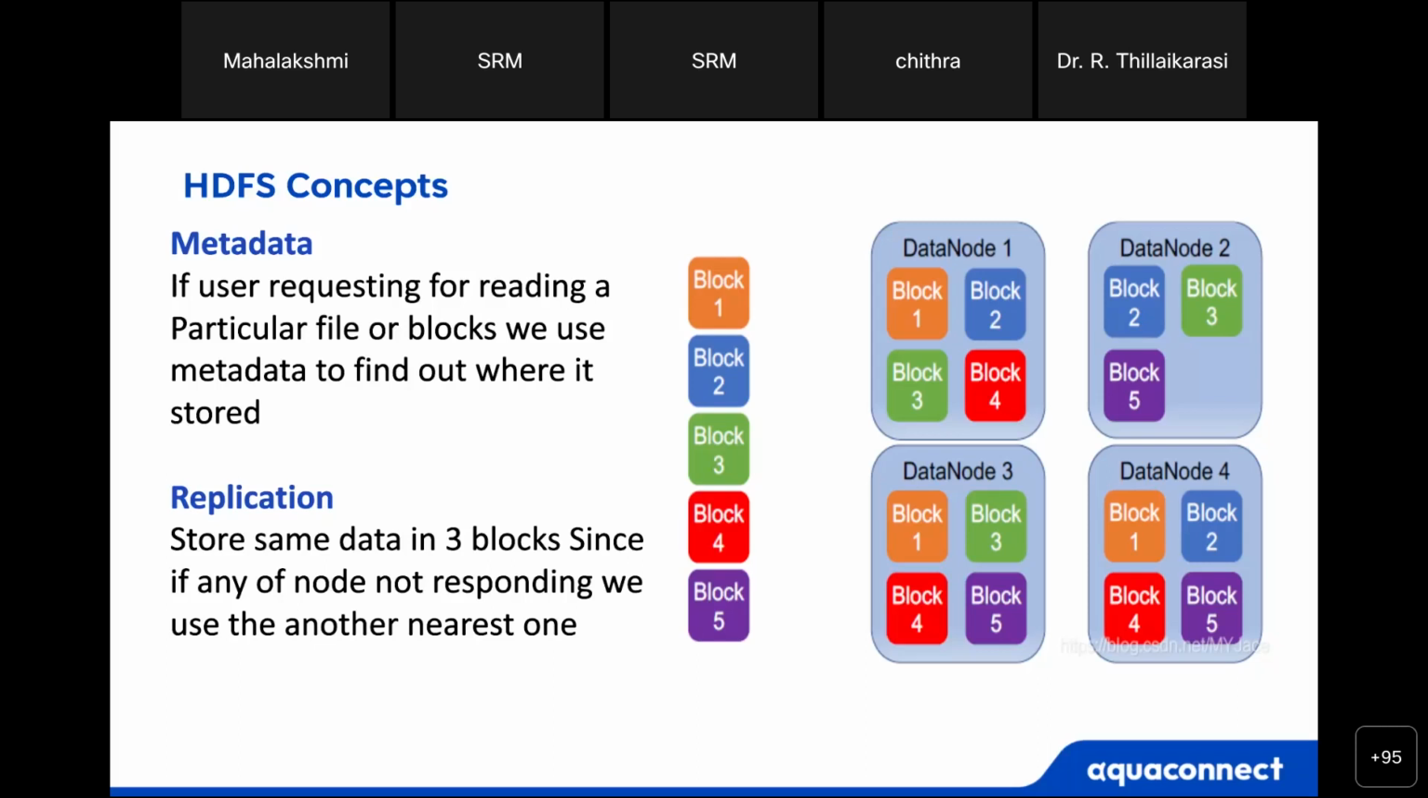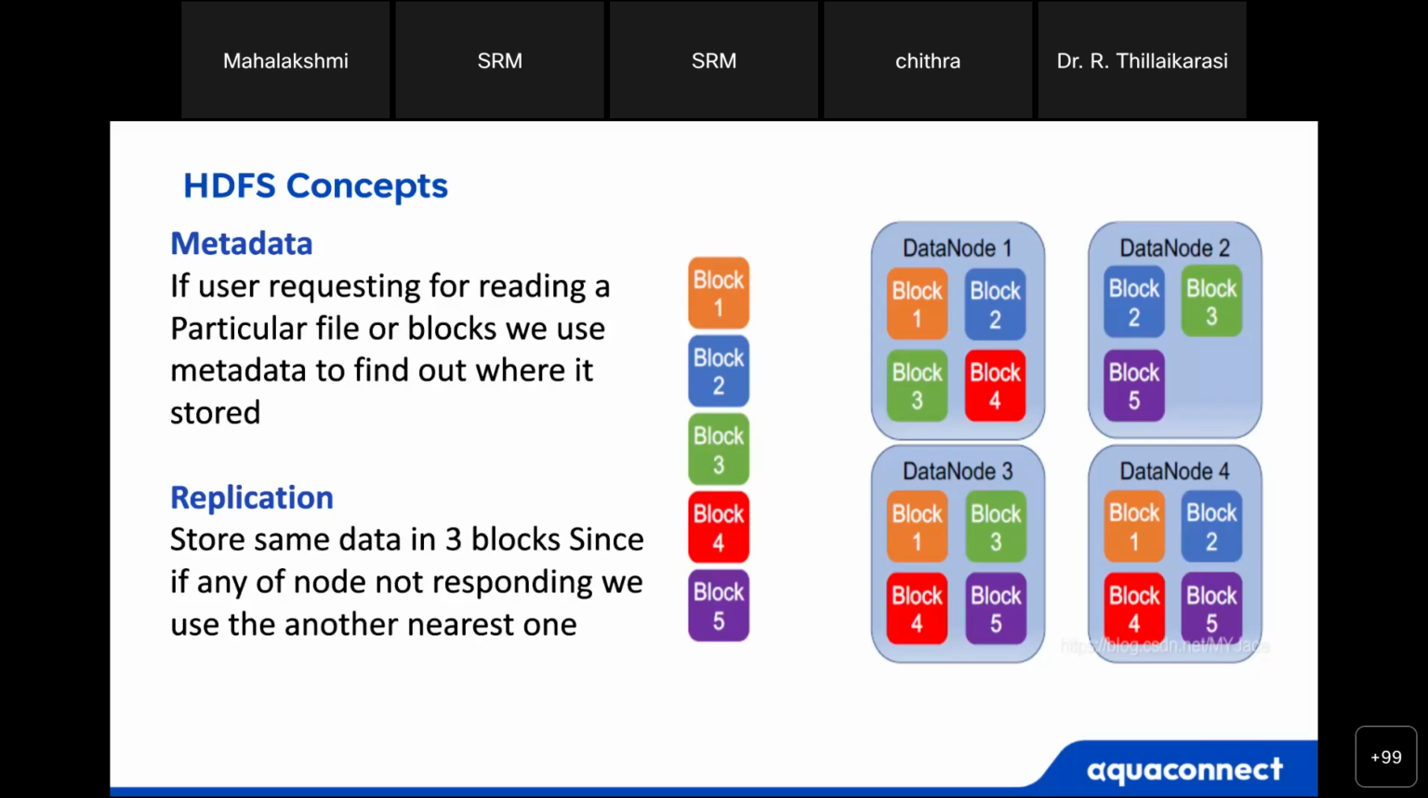So the main important concept of HDFS is replication. In this image, we have 5 blocks. Consider each and every block having 128 MB of data.